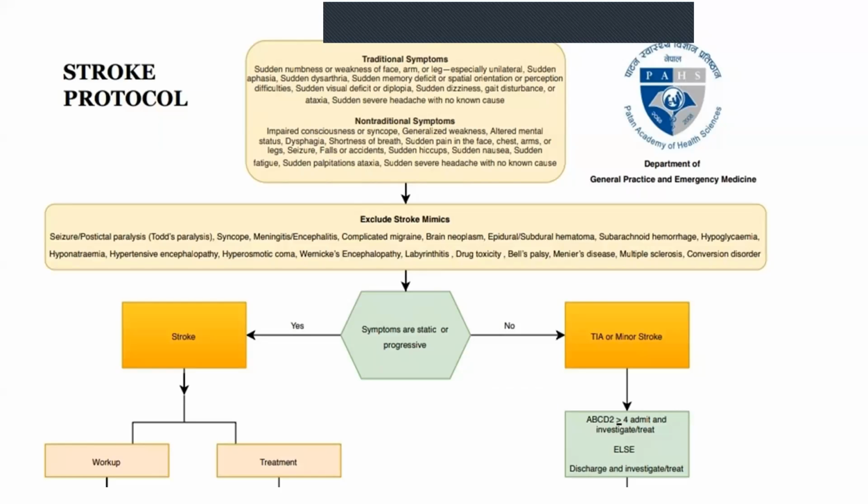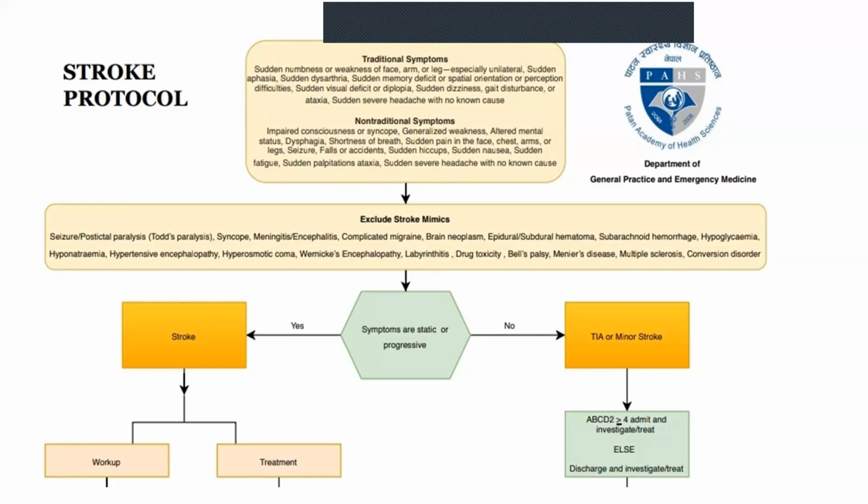First of all, we should rule out whether it is a symptom of stroke or not. To exclude, we should first of all rule out seizure, hyponatremia, syncope, meningitis, migraine, brain neoplasm, subdural hematoma, subarachnoid hemorrhage. These should be ruled out.